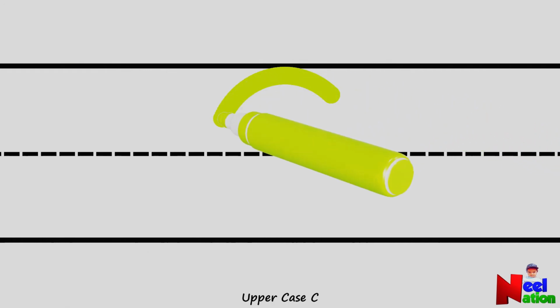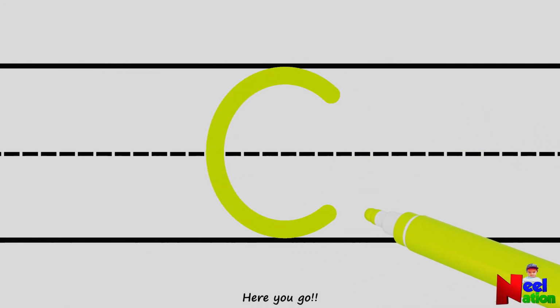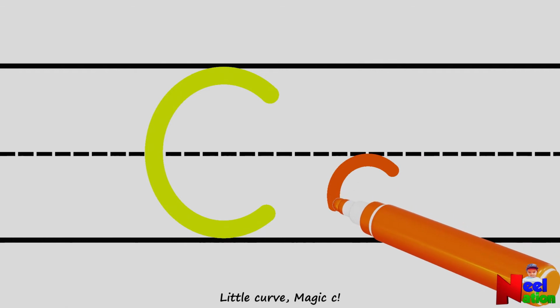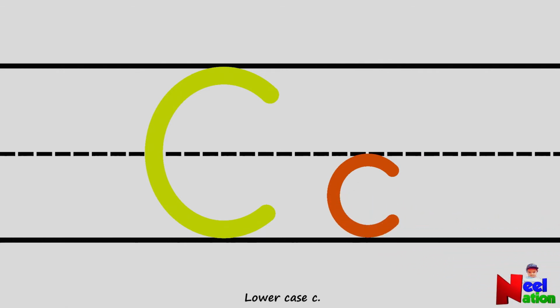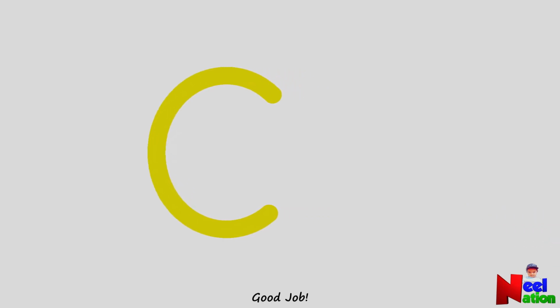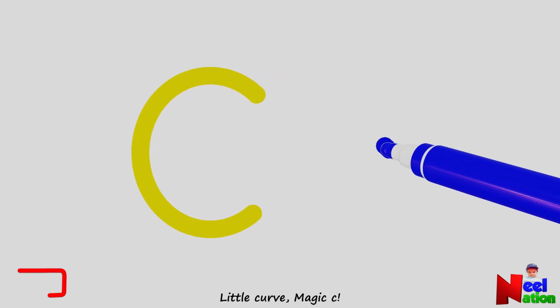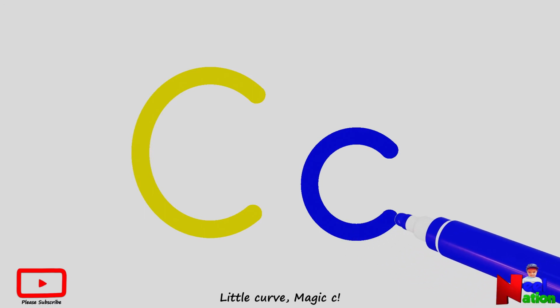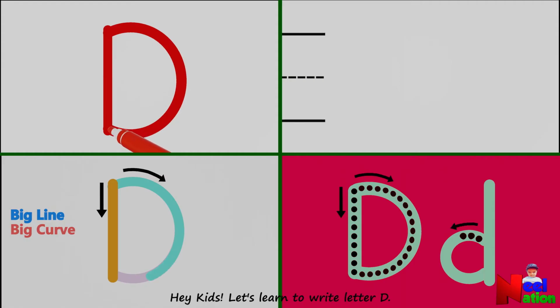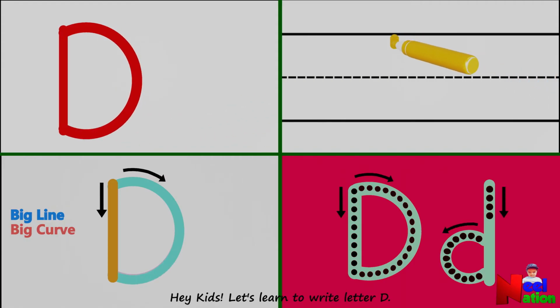Big curve. Uppercase C. Here you go. Little curve. Magic C. Lowercase c. Great job. Big curve. Uppercase C. Good job. Little curve. Magic C. Lowercase c.